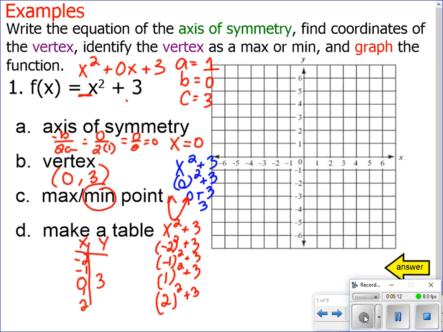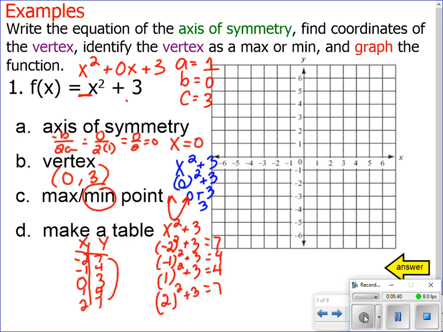Negative 2 squared, if I go back to this top one, don't want to add another negative on there. The negative 2 squared is 4, and 4 plus 3 is equal to 7. Negative 1 squared is 1, and 1 plus 3 is 4. 1 squared plus 3 is 4. 2 squared is 4 plus 3 is 7. So I have 7, 4, 4, and 7.